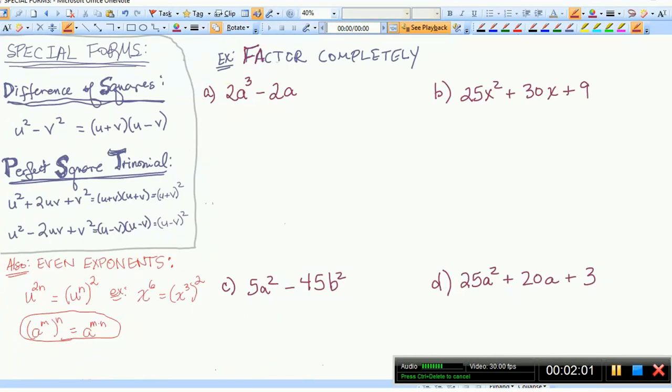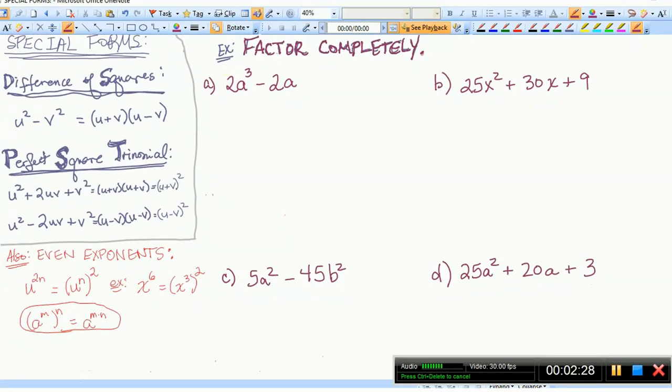Factor completely this set of polynomials. We have quite a few examples here. Now the first thing we're supposed to do when we are factoring completely is we would like to have the polynomial in descending order, right? We want our exponents written from largest to smallest, standard form. And we have that here. We want to look for a GCF. Is there a GCF? They both have 2, and they both have at least 1 a. So we'll factor out 2a and write our leftovers here in parentheses.